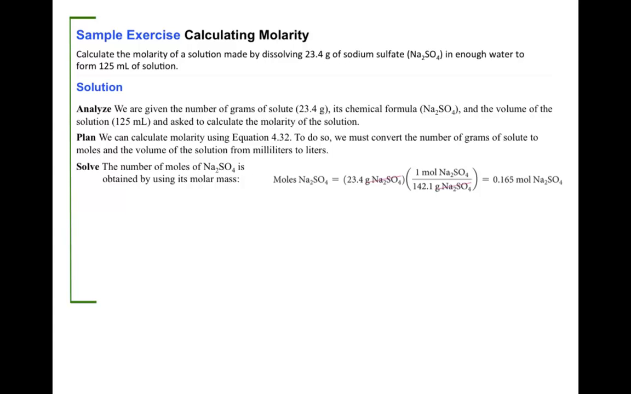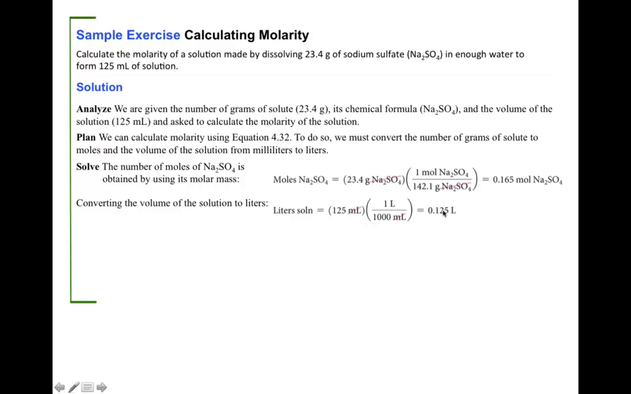So let's first determine the moles of sodium sulfate. We have here the mass. We then divide by the molar mass of sodium sulfate. By this, we can cancel the mass of sodium sulfate, and we'll have the units of moles of sodium sulfate, which will be equal to 0.165 moles. And then we convert milliliters to liters by using the definition of 1 liter is equal to 1,000 milliliters. So we can cancel here the units of milliliters and we will have the volume in liters.